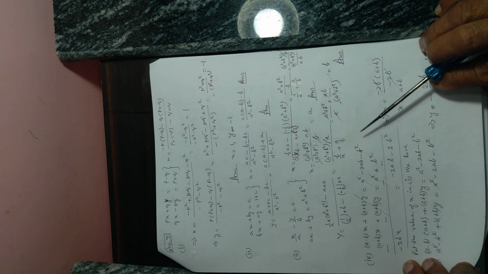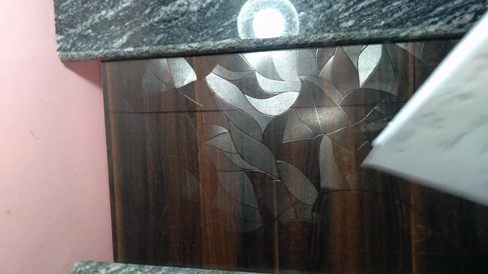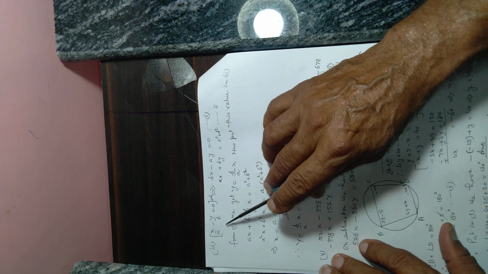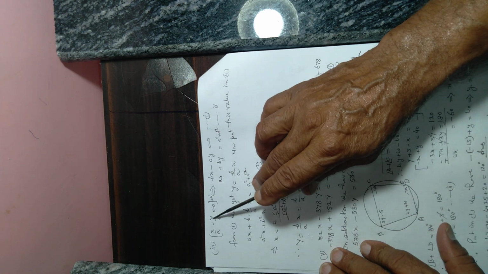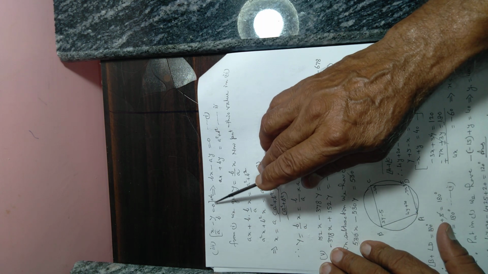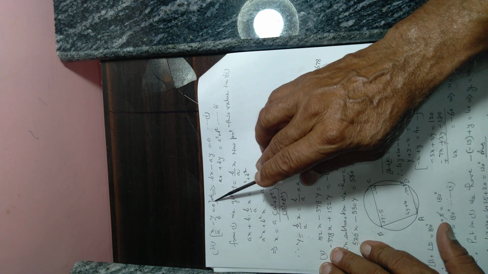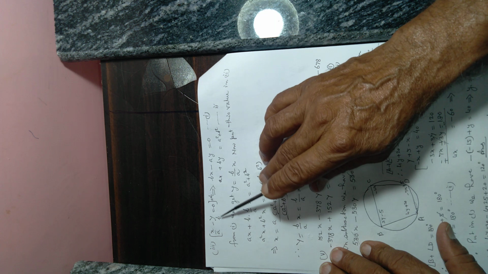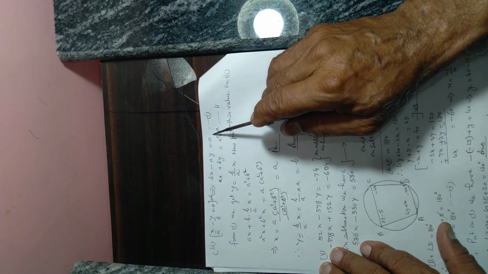This question can be done by some other way also. You can see the question number third part of it. You see x upon a minus y upon b is equal to 0. You just multiply the complete equation by a into b. So we will get here bx minus ay is equal to 0.